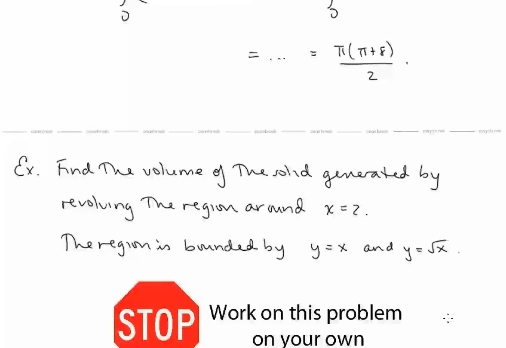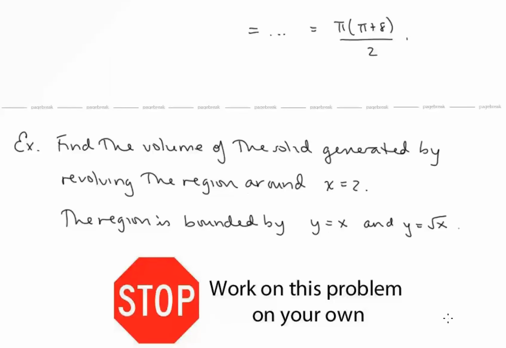Let's take a look at one more problem. Find the volume of the solid generated by revolving the region around x equals 2. The region is bounded by y equals x and y equals radical x. So first thing you're going to do is sketch the region, sketch the axis of revolution, find your outer radius, find your inner radius, set up your integral, and solve. Please pause the video and work on that.